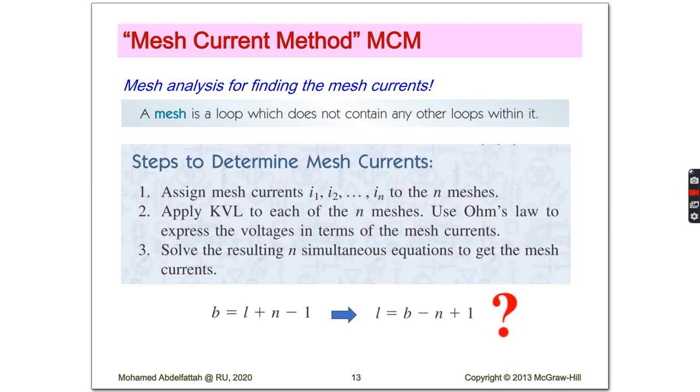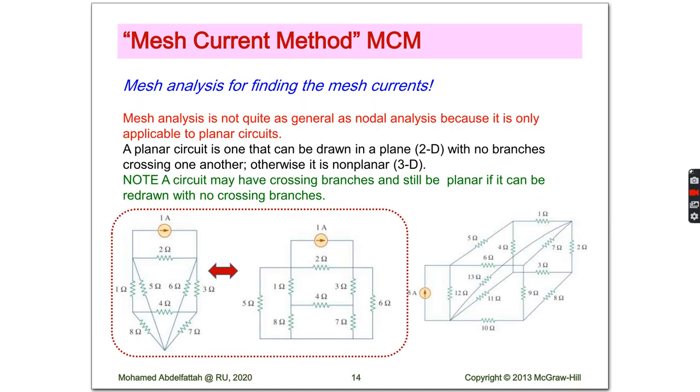Let's go to the mesh current method. The mesh current method, again, has a few steps, but in this case, we assume the mesh currents and apply Kirchhoff's voltage law for these meshes. Then we have M equations for M meshes that should be solved to find the currents. And once you find the currents, you could find the voltage and again find the power.